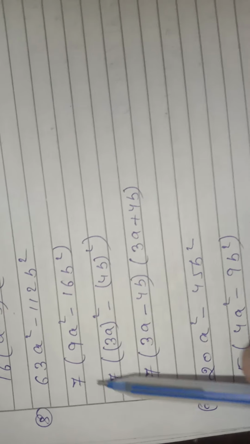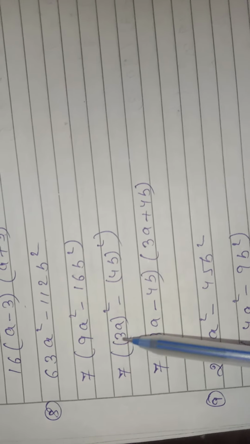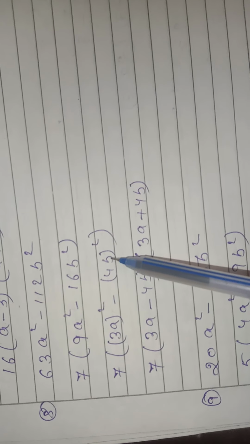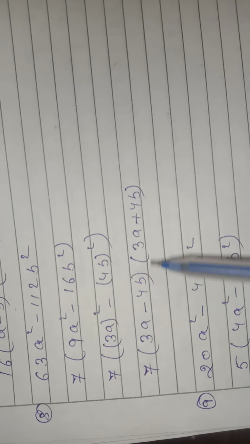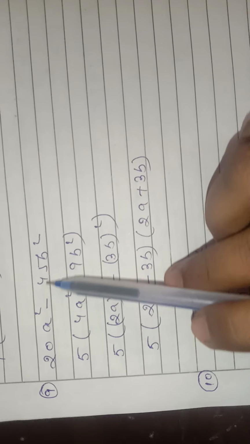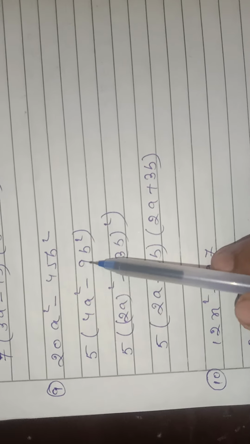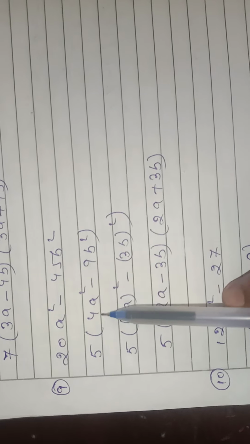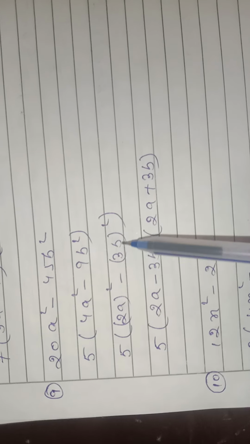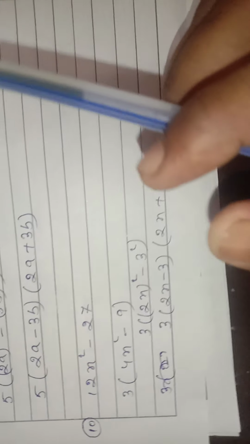What is common in these two? We have got 7. So 9 and 16. 9, that means 3a, 16 means 4b. Once we have to write in minus, other time plus. What is common here? That is 5. So 5 4s are 20 and 5 9s are 45. 4, that means 2a, 9, that means 3b. Once plus, another time minus.